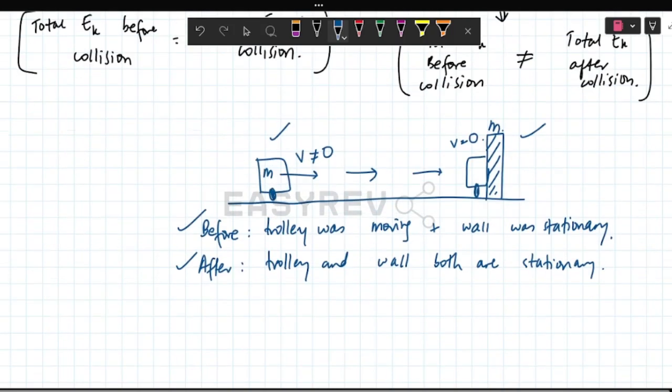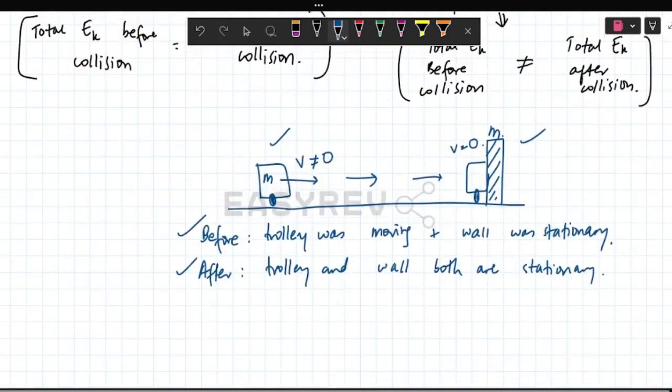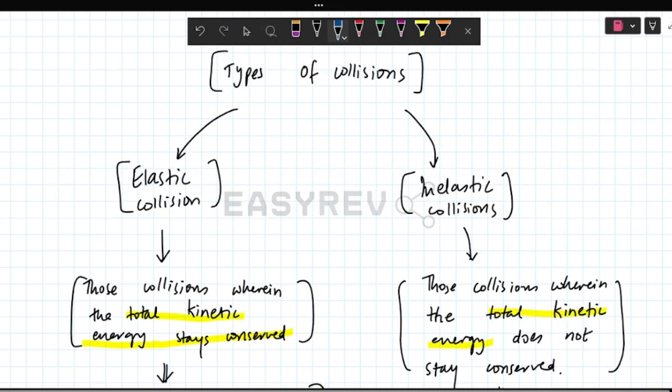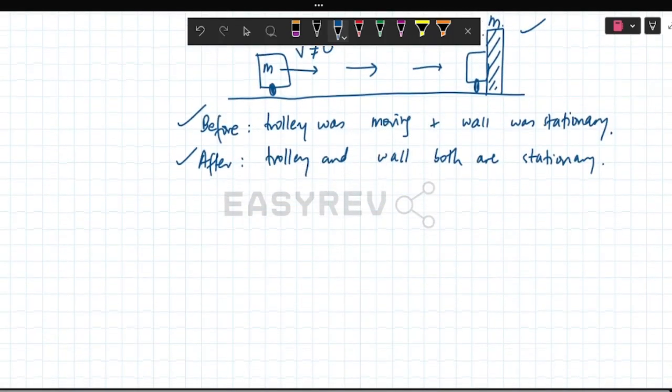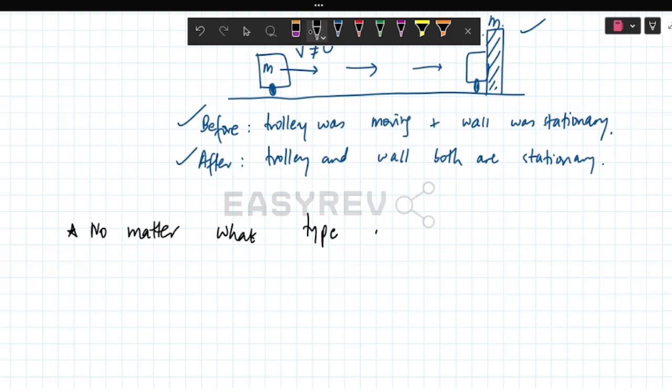Now it must be noted here, and although I've mentioned it before, it's still worth mentioning either way. Yes, you have these two types of collisions, and yes, they're differentiated based on whether or not they conserve total kinetic energy. But no matter what type of collision you have, whether it's elastic or inelastic, the principle of conservation of momentum and the law of conservation of energy, these two principles will always apply no matter what. So, in other words, two things will always hold.